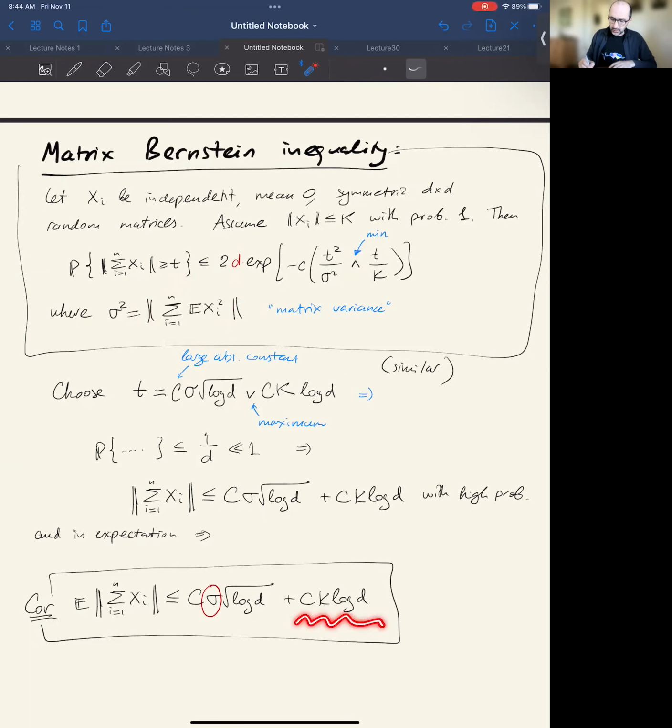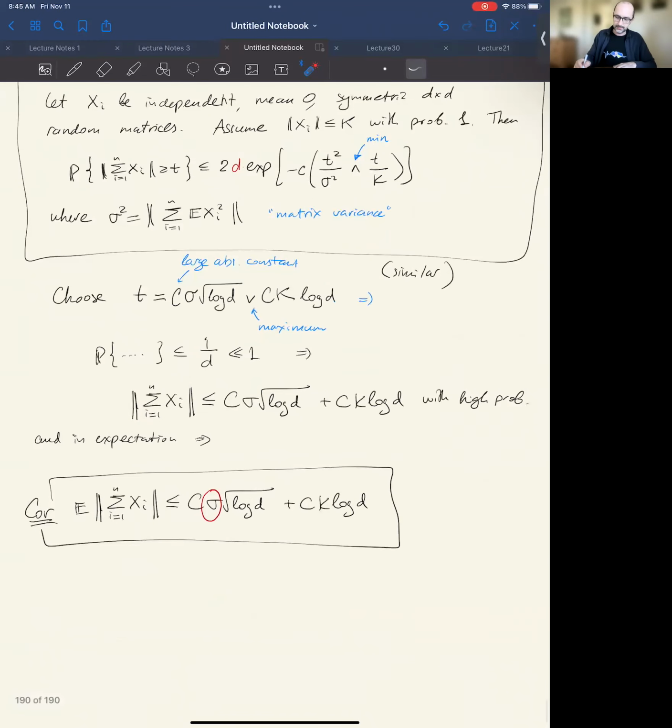This is an annoying term. K is just the maximum norm of a matrix. Well, we have the sum of matrices, so this is usually very innocent. This term just scales like one term, so that's usually very small. And the cost is logarithmic, which is great.